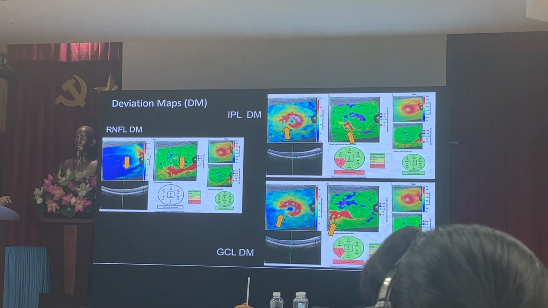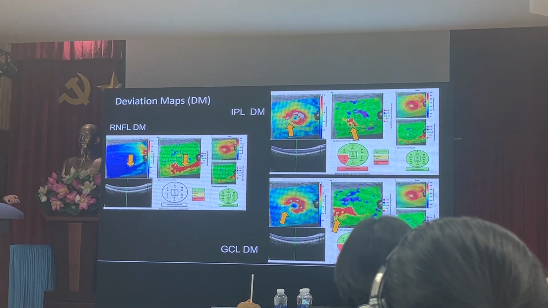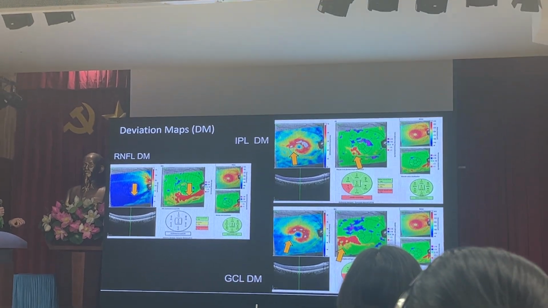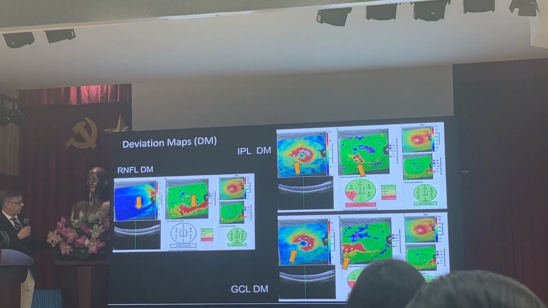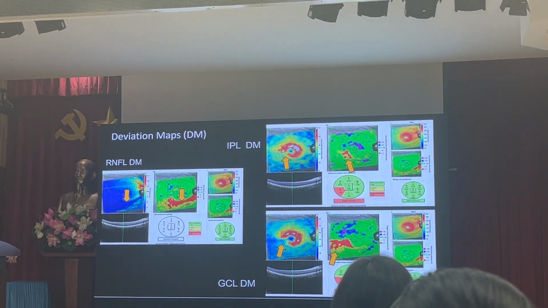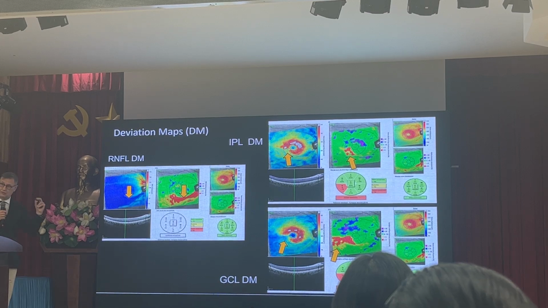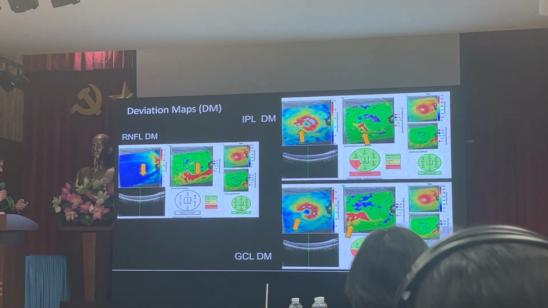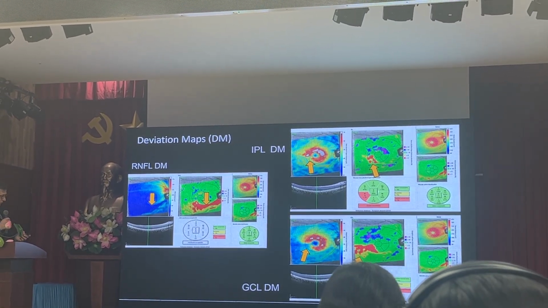So the deviation maps, as I explained, show rather different features. You can do a segmentation for the retinal nerve fiber layer, you can do a segmentation for the inner plexiform layer or the ganglion cell layer. You tell the device what to measure, what to do a segmentation on, and you will get a correlation with the normative database and see whether there are defects or not.